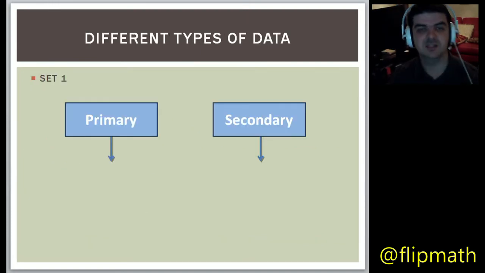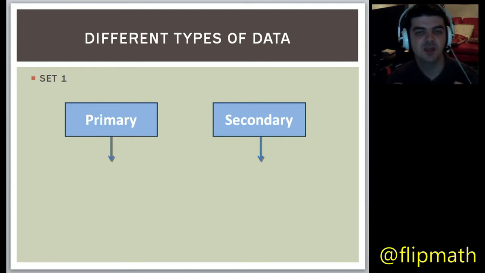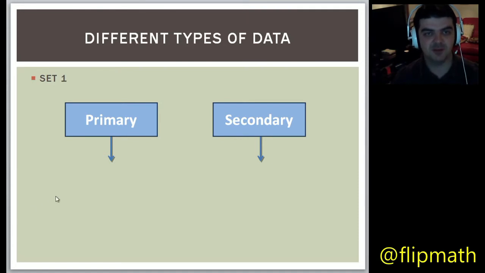Okay. Different types of data. Still repeating what we did last year. There are three sets of these, really. So the first one we're going to do is primary. And what's the difference between primary and secondary data? As a recap.